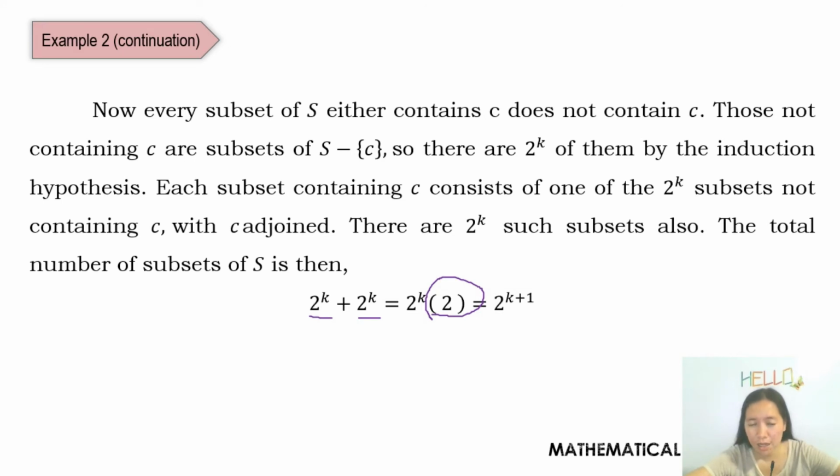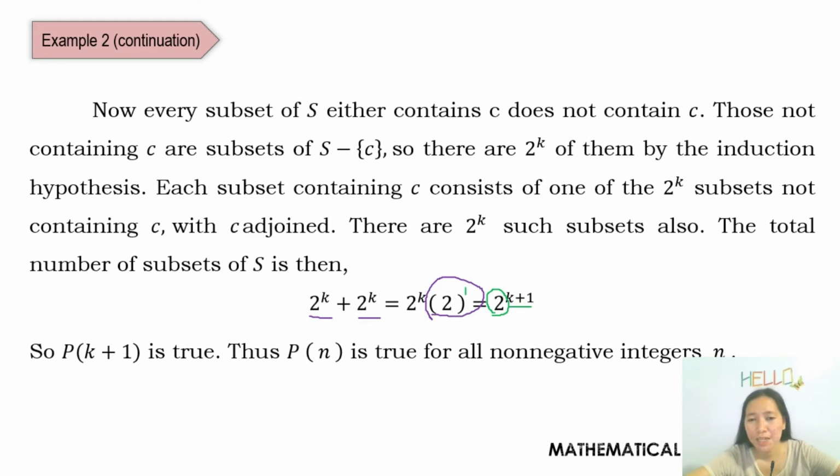So as you can see here, applying the law of exponents, with an imaginary 1 here, it becomes 2 raised to k plus 1. So as you can see, P of k plus 1 is true. Thus, P of n is true for all non-negative integers n.